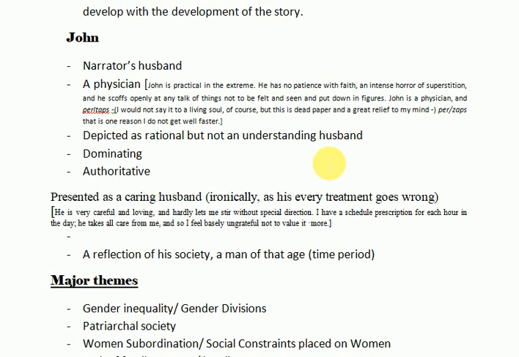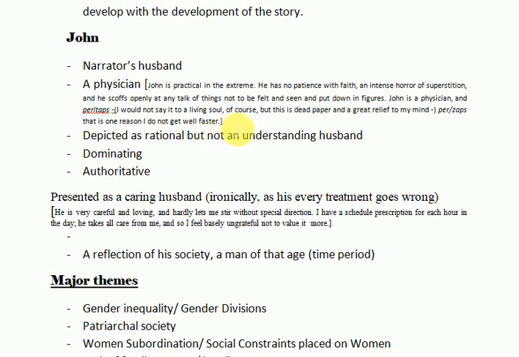John is presented as an individual who's a physician by profession, and the narrator describes him in the lines, which I've directly quoted over here. She says that John is practical in the extreme. He has no patience with faith and an intense horror of superstition, and he scoffs openly at anything that is not to be felt and seen and put down in figures. Means he could not understand anything which is abstract. He is a physician, and perhaps that is one reason I do not get well faster.